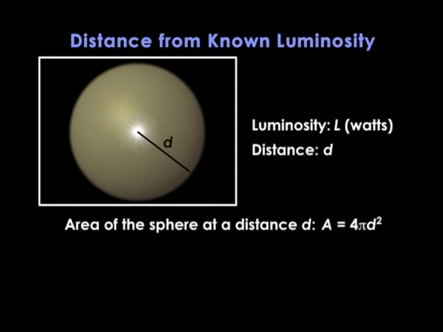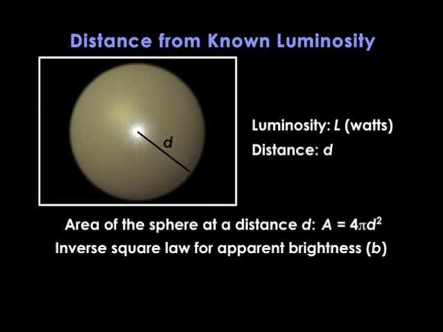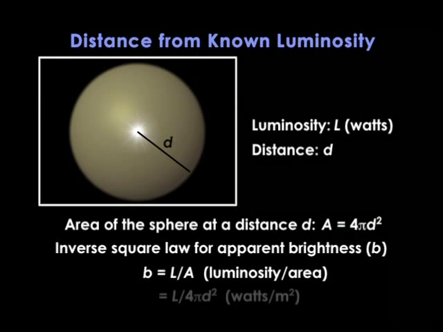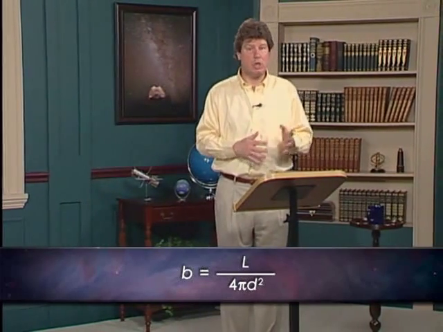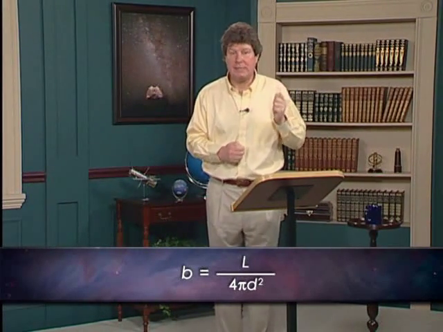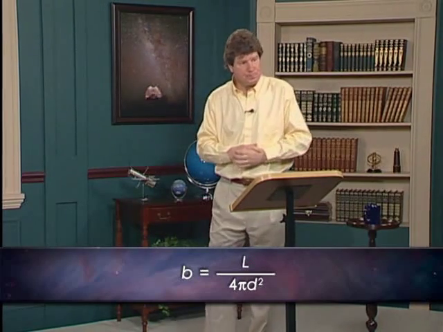Now, obviously, if we happen to be on that sphere, those L watts have been spread evenly over the A square meters, giving the famous inverse square law for apparent brightness. B equals L over A, which is L over 4 pi d squared, where the units of B are now in watts per square meter. Now, measuring B at the telescope is relatively easy. So as long as we know L, we can easily calculate the distance, d, using our simple equation.